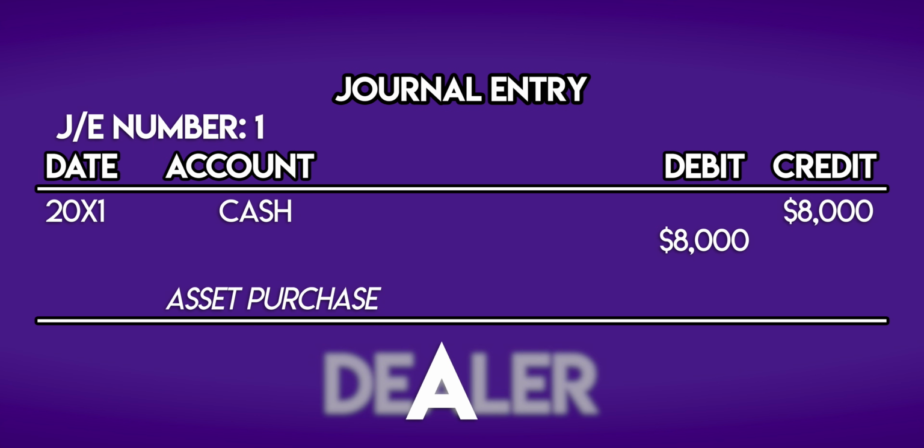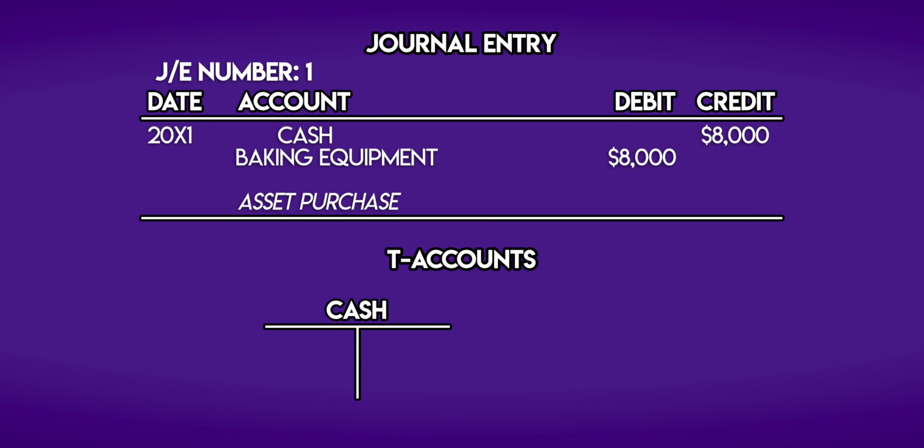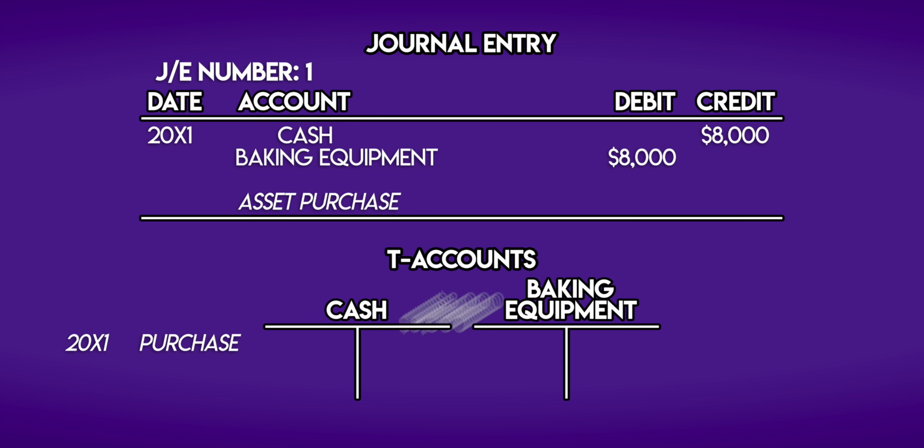Assets are normal debit accounts, so we'll debit your baking equipment account by $8,000 to increase assets in your balance sheet. We can see the impact of this journal on your bakery's books using T accounts. So far you have one for cash and one for baking equipment. A T account is a visual representation of an account where debits go on the left and credits go on the right. In Journal 1, you credit the right-hand side of your cash account by $8,000 to decrease it, and debit the left-hand side of your baking equipment account by $8,000 to increase it. This is a balance sheet to balance sheet transaction.